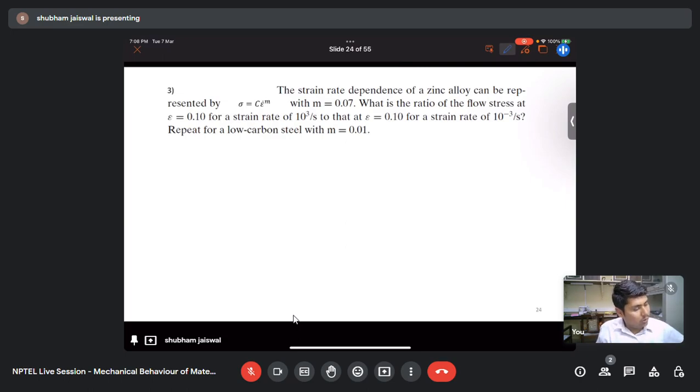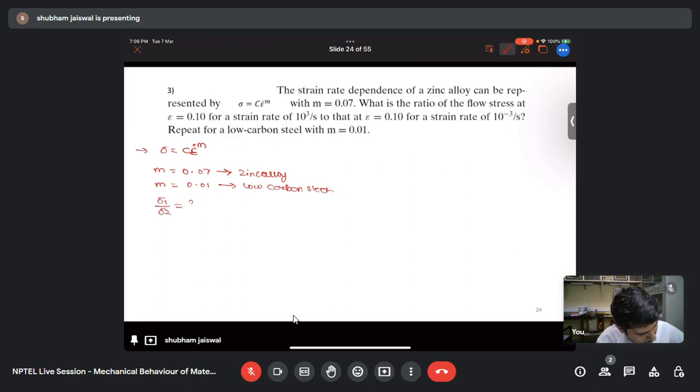So let's see. Here, they have given the equation sigma equal to C epsilon dot to the power m, and they have given the values m equal to 0.07 for zinc alloy and m equal to 0.01 for low carbon steel. What they are asking us is to find the sigma 1 upon sigma 2 ratio. Also, they have given the two strain rates, epsilon dot 1 equal to 10 to the power 3 per second and epsilon dot 2 equal to 10 to the power minus 3 per second. And they are asking us to find the ratio of flow stress at two different strain rates.